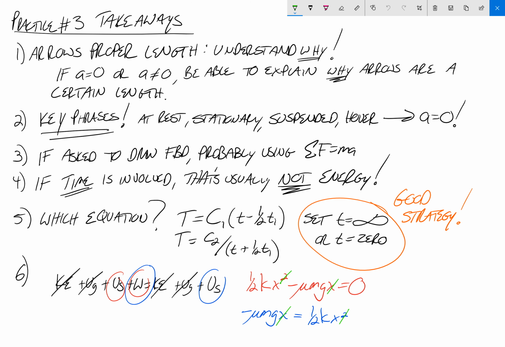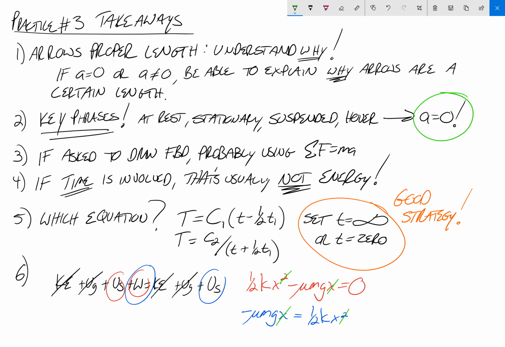A lot of you in the spring problem missed some key phrases like "at rest." If you hear "at rest," please immediately go to the fact that the acceleration is zero, because that's basically what they're telling you. But look for other keywords like stationary or suspended or hover. These are key phrases you want to get used to picking up on.